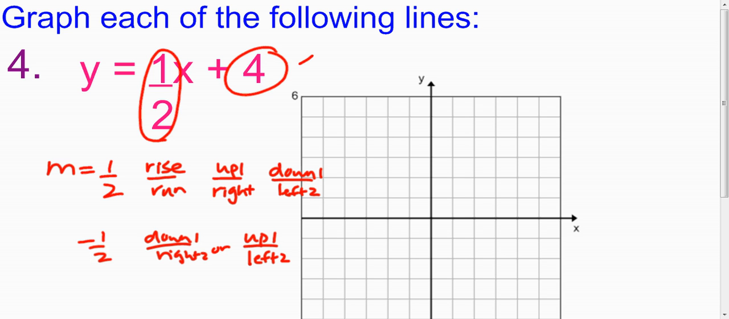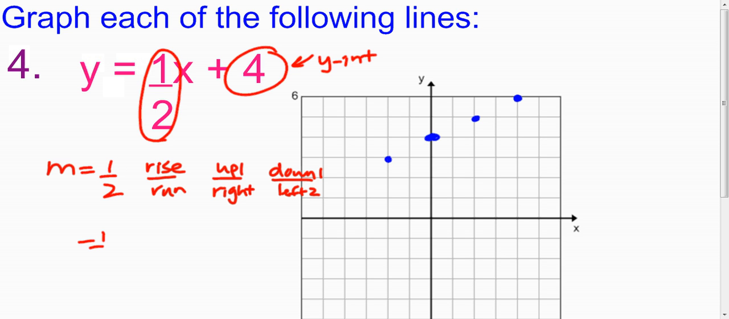This is your y-intercept, which tells you where it crosses the y-axis. So I will cross the y-axis at 4, and I'm going to go ahead and make that dot. So I'm crossing the y-axis at 4, and then from that dot, I have a rise of 1 and a run of 2. So I will go up 1 and right 2, or instead of going up and to the right, I could go down and to the left. But either way, this is what my line would look like.